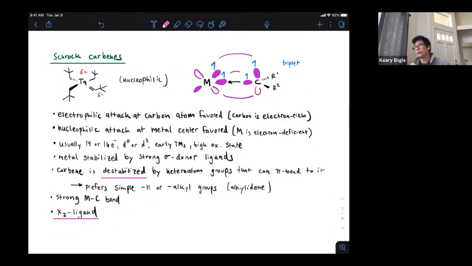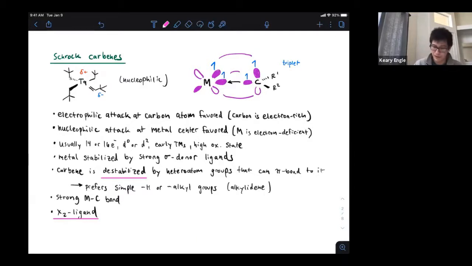So then the Schrock type carbenes, we go through point by point quickly, but basically everything you just heard, the opposite is true of Schrock type carbenes. They're nucleophilic at carbon and electrophilic at the metal. The carbene is best depicted as being in triplet state.